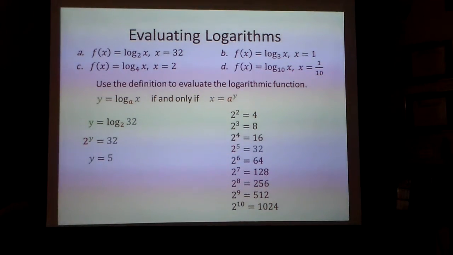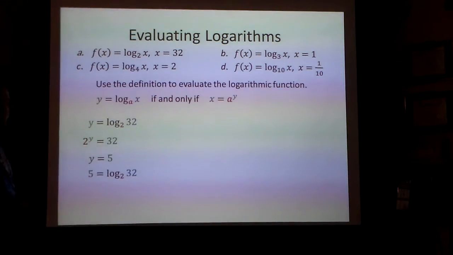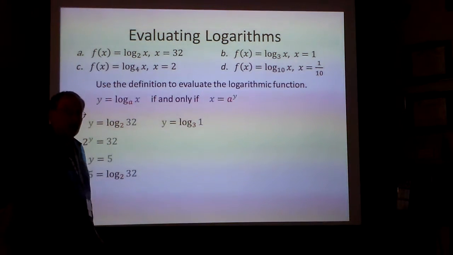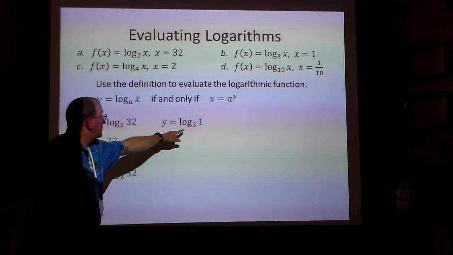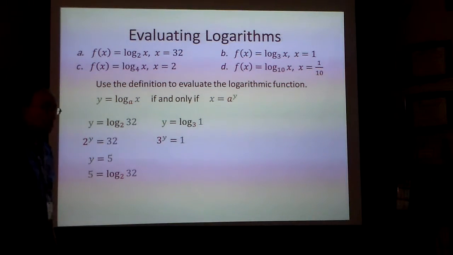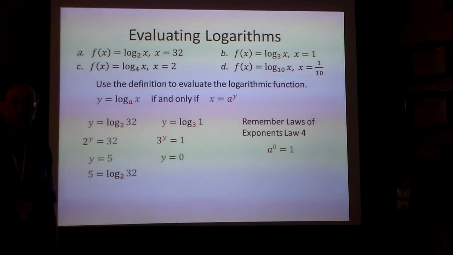Let's look at the next one here. That was the answer right there, just writing it in there. 5 was log base 2 of 32. So now let's find this one. Well, first off, let's use the definition, use the force. So let's rewrite it. It will be 3 to the what power equals 1. Now this one's a trick question. Remember laws of exponents, law 4 says this: anything to the 0 power is 1. So guess what y is? 0. Because if it's to the 0 power, it will be 1.